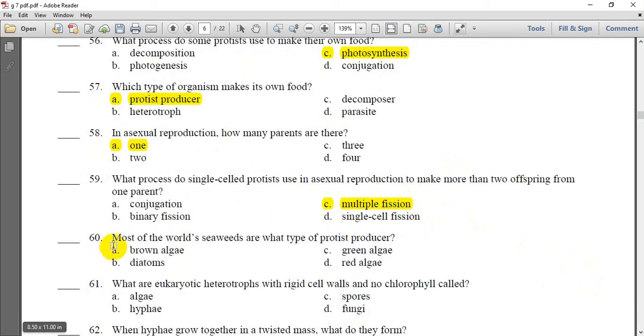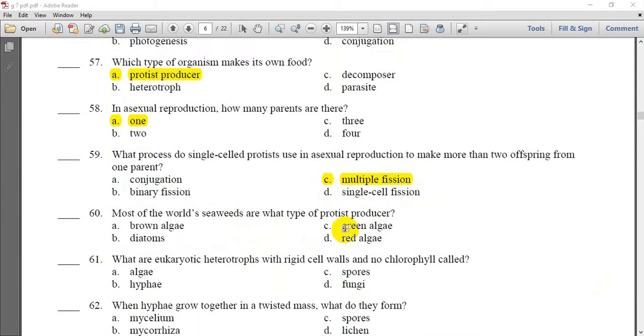Question 60. Most of the world's seaweeds are what type of protist producer? Seaweeds, they live in the ocean and they live in water. Most of them have a green color, so they are green algae.